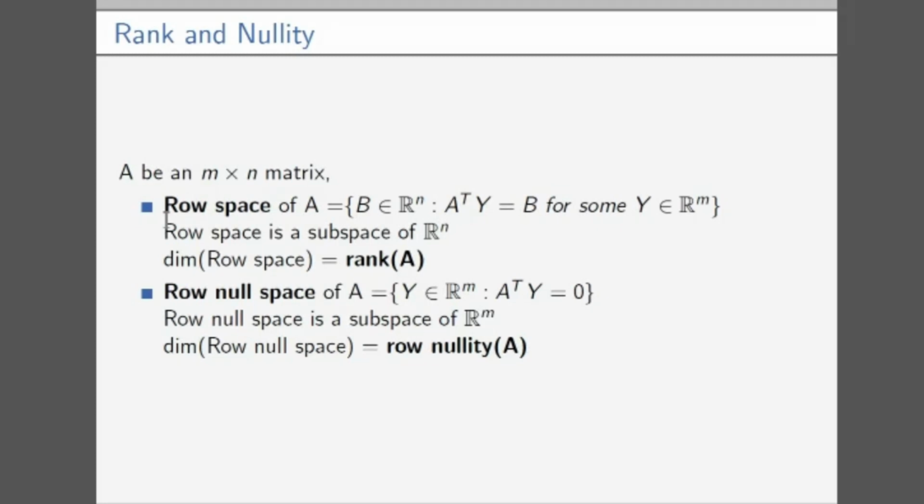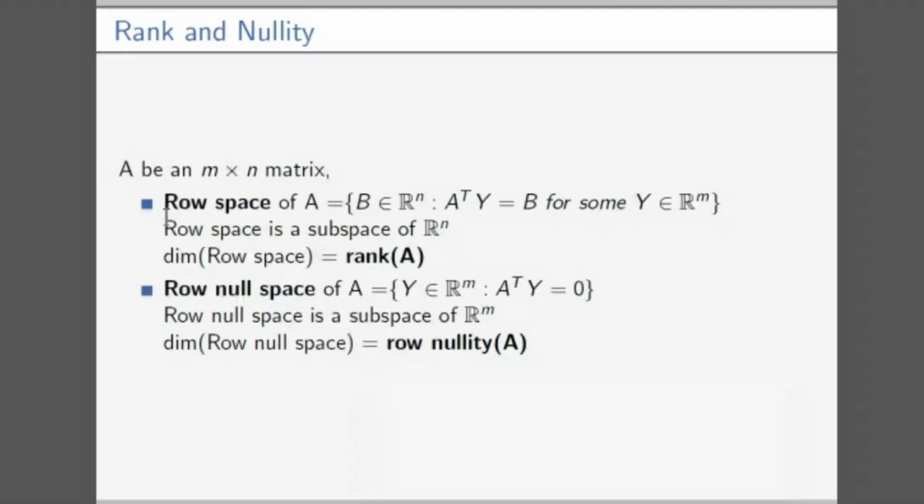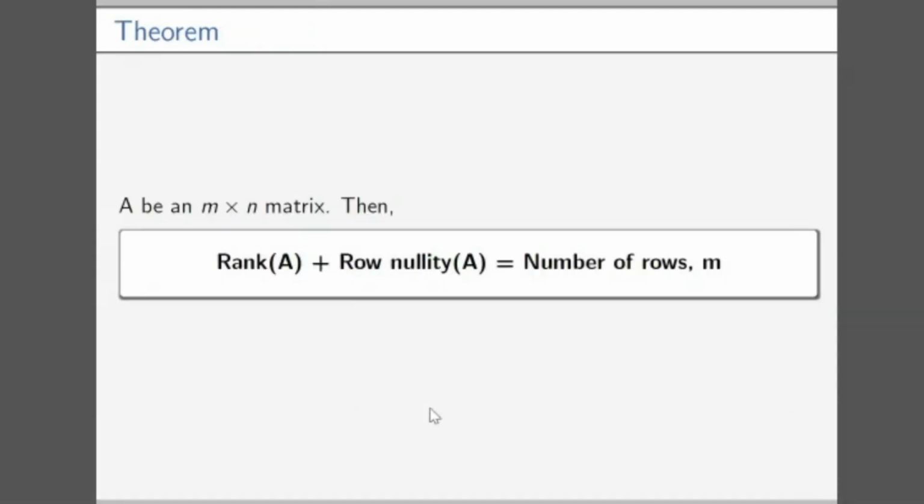So I already said a point, I don't know whether it was audible or not. That is, unless it is specified in the question that it is row null space or row nullity, we'll be only considering the nullity of A, that is column nullity. Okay, unless specified, it will be nullity itself. Next is a theorem which is much similar to the rank nullity theorem. If A is an m by n matrix, rank of A plus row nullity of A equals the number of rows, which is m.